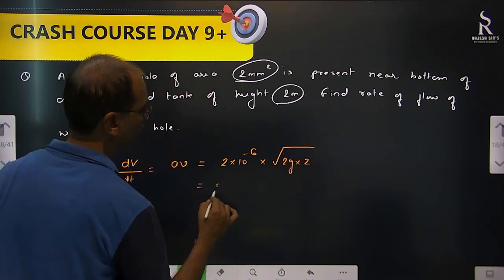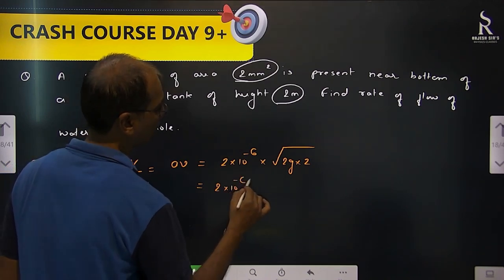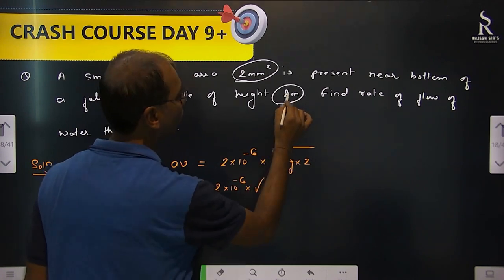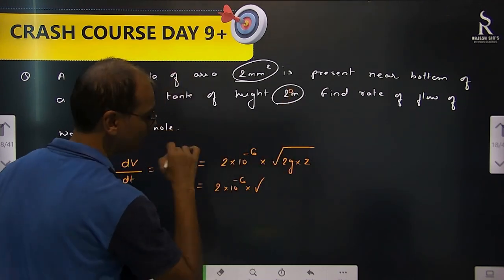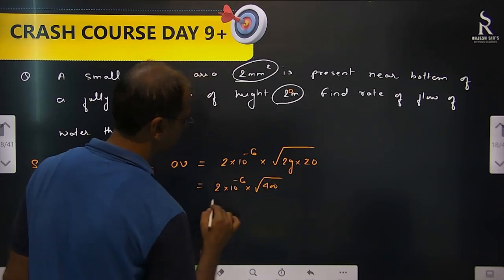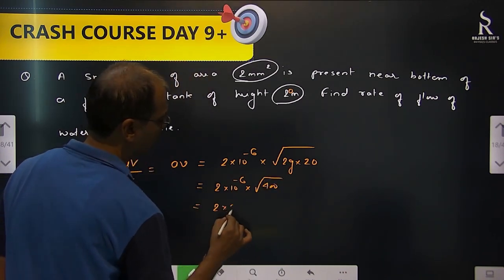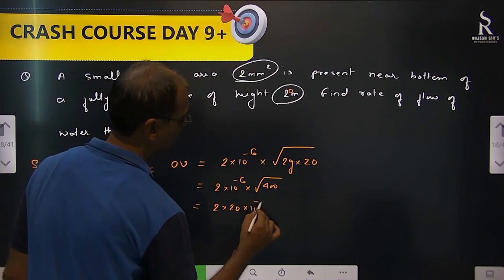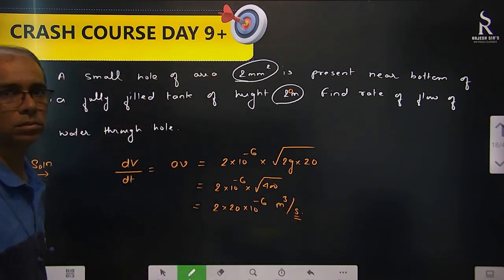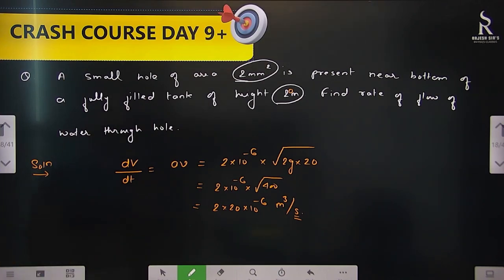So 2 into 10 to the power minus 6. And here 2 into 2, 4, root 40. Make it as 20 meters so that we can easily solve it, right? This is 20. So now this is root 400. 20 will come out. 2 into 20 into 10 to the power minus 6 meter cube per second. Right? So this is your rate of flow of water.